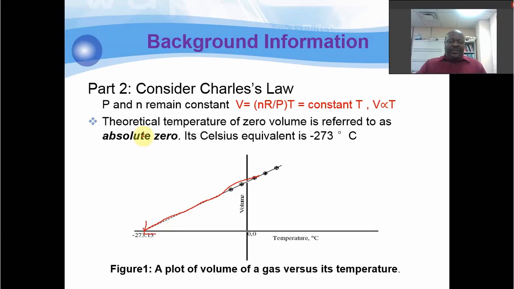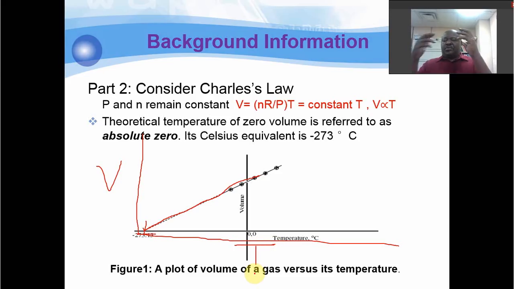If I now move my axis and call this the 0, then volume is directly proportional to temperature, because proportionality means you plot the data, it must be linear, and it must go through the 0 point. So volume is directly proportional to temperature only if you're using the Kelvin scale. Life is good. Let's move on.